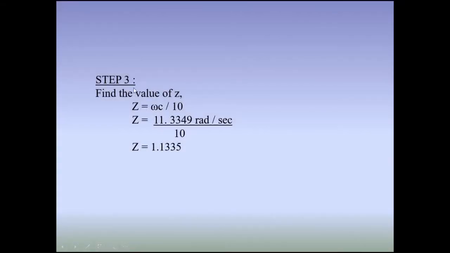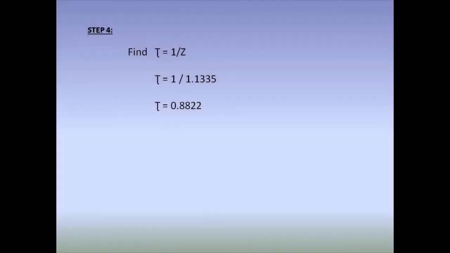For step 3, we want to find the value of z. z equals omega c over 10, which is 11.3349 radian per second over 10, and the answer for z is 1.1335.